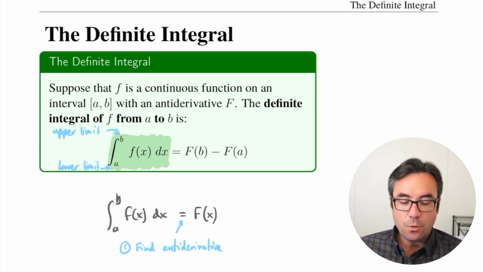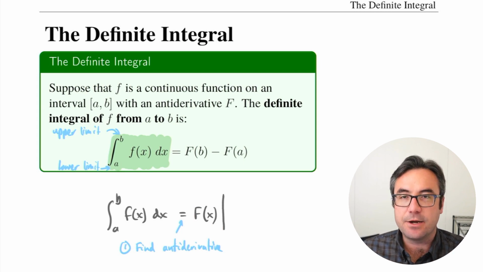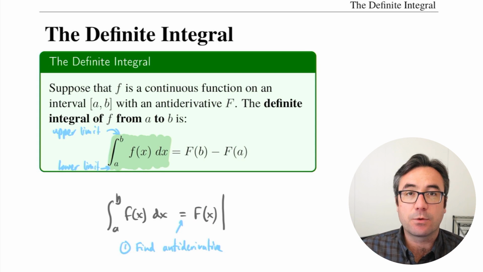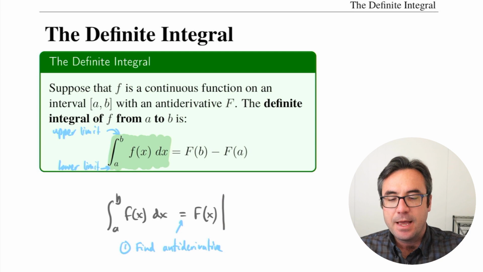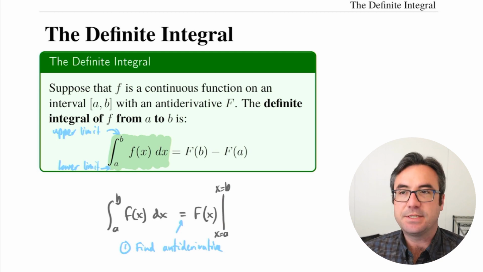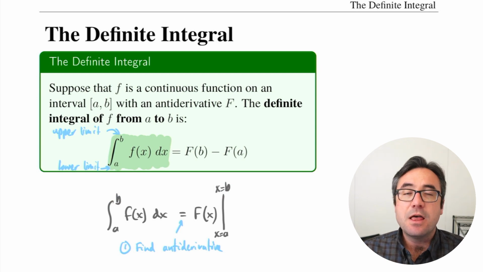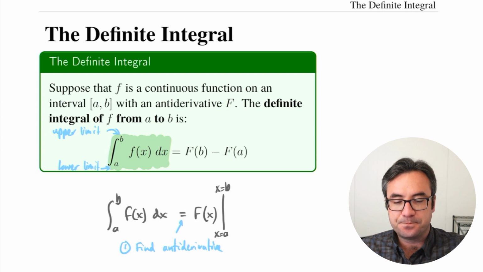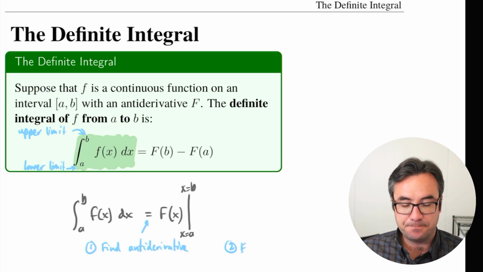Once we have our antiderivative, we're going to have a vertical line here just to remind us that we're going to evaluate. So this vertical line essentially means evaluate. And we're going to put the lower limit on the bottom and the upper limit on the top. So x equals a and then x equals b up here on the top of our vertical line. And then once we have our antiderivative, we're ready to evaluate. So step two is going to be evaluate.